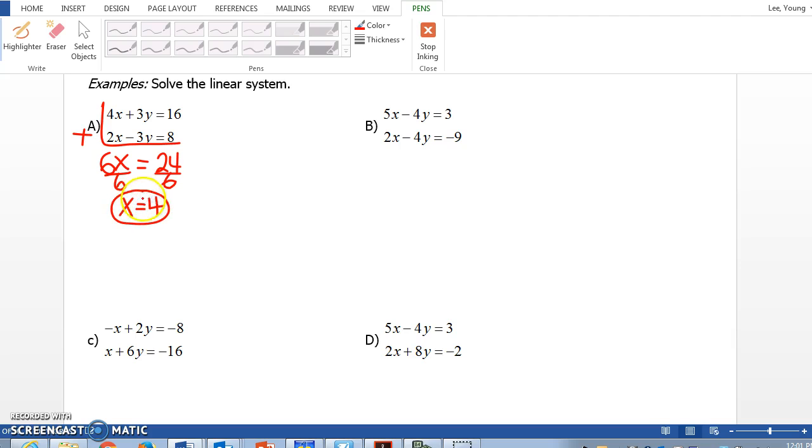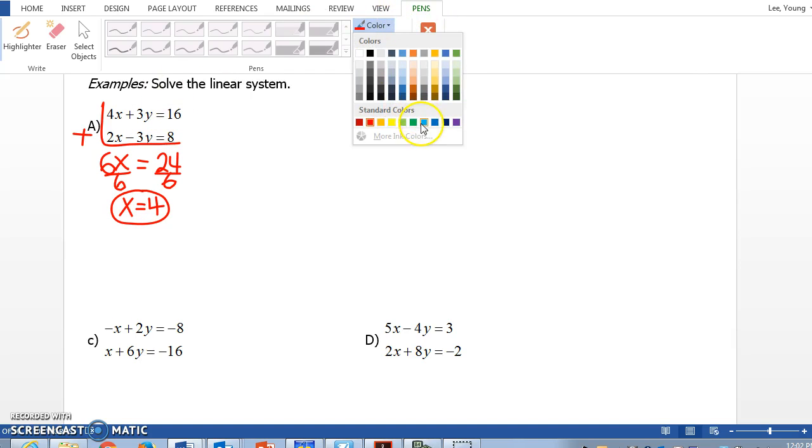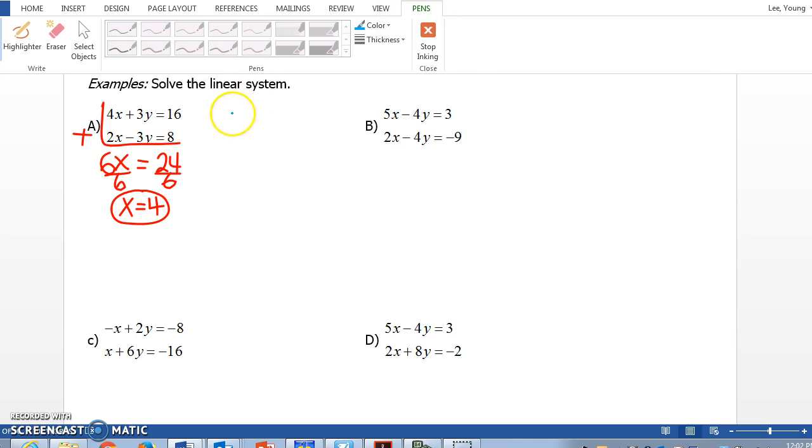How easy is that? So once you find the x value, look at step 4. It says substitute the value into one of the original equations to solve. So we're going to put x equals 4 into one of these two equations. I always like to pick one that has positive numbers because I don't like negatives. Let's take a look at the first one. So I'm going to rewrite the first one: 4x plus 3y equals 16.